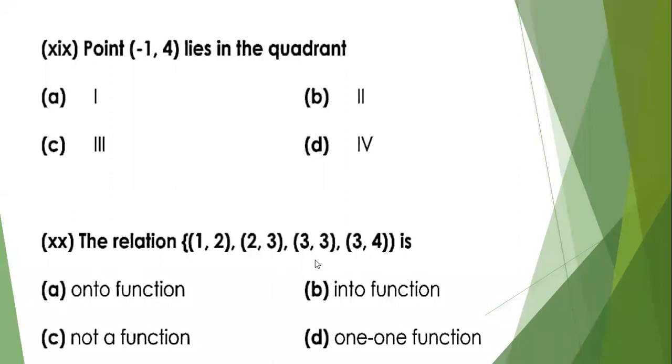Excellent, because this relation does not fulfill the condition of being a function. In a function, the first element must not have 2 images. But we can see here that 3 has the image 3 as well, and 3 has the image 4 as well. So 3 is repeated. When an element is repeated in the first element of ordered pairs, it is not a function, rather it is just a relation. So you can mark option C here, not a function. Okay, can we go ahead now?